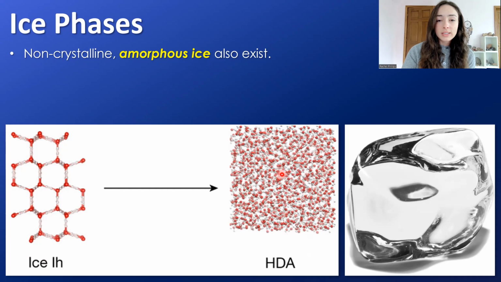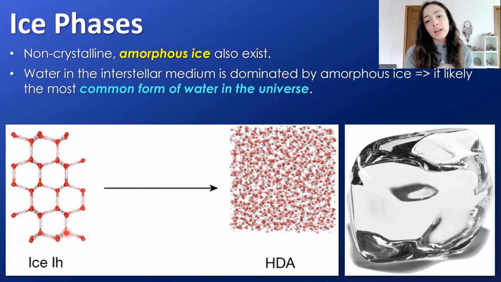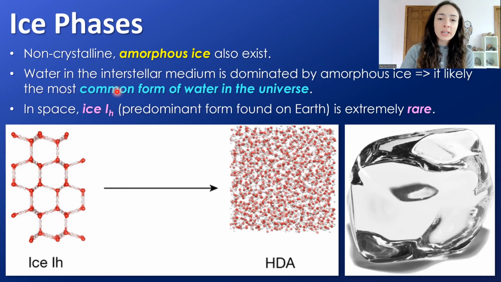You can see the kind of random structure of what is called HDA here. This is high density amorphous ice. And this, as you can see, is much denser and obviously less crystalline or non-crystalline compared to our ice 1H that we're familiar with. Water in the interstellar medium, or space, is dominated by amorphous ice, and thus this amorphous or non-crystalline ice is probably the most common water in the universe. And we've actually found and predicted, based on temperature pressure conditions of space and other worlds, that ice 1H, the ice that we have here on Earth, is probably extremely rare in space and on other planets and moons.